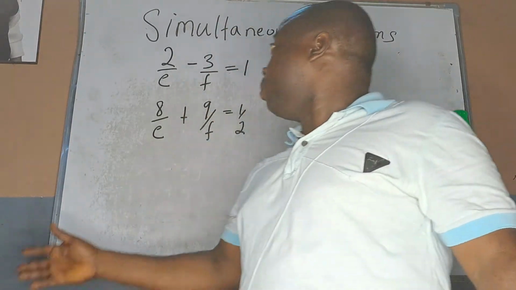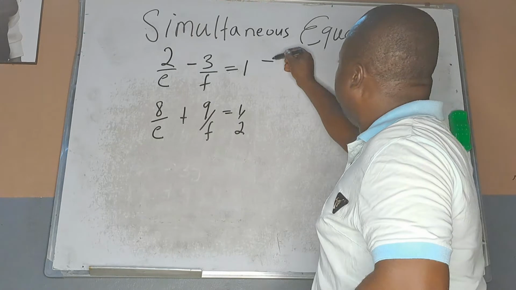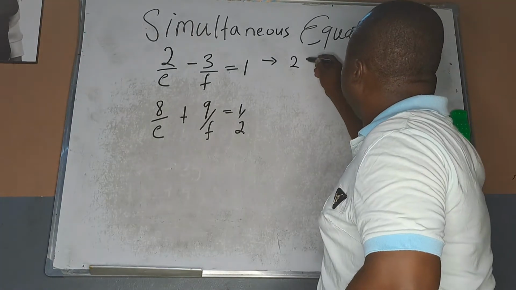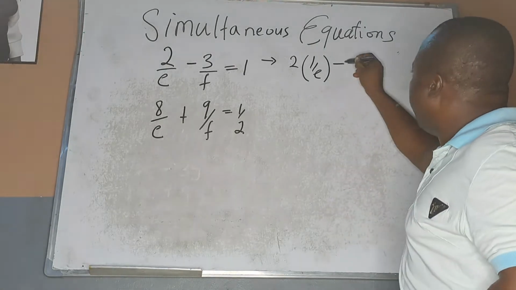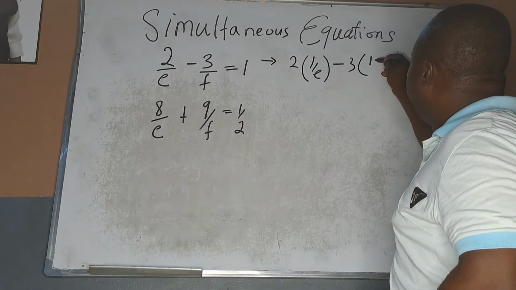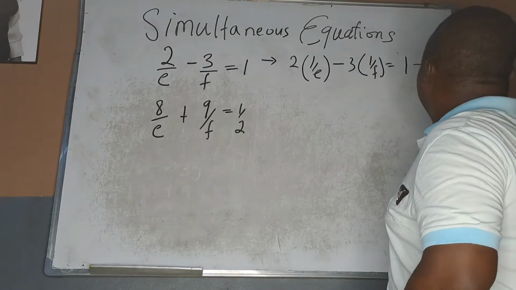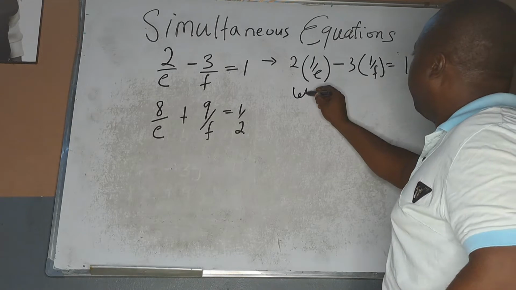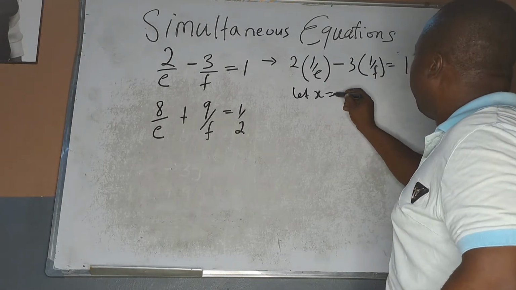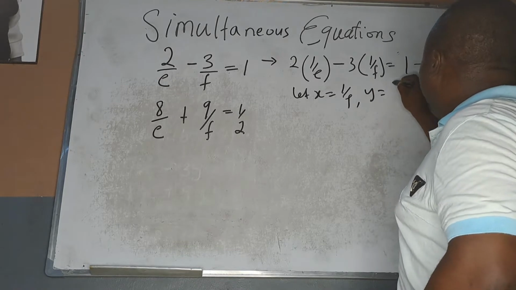Hi friends, let's solve this simultaneous equation. Now, this is something as 2 into 1 over e, minus 3 into 1 over f equals 1. This is equation 1. And I can say let x equals 1 over e and y equals 1 over f.